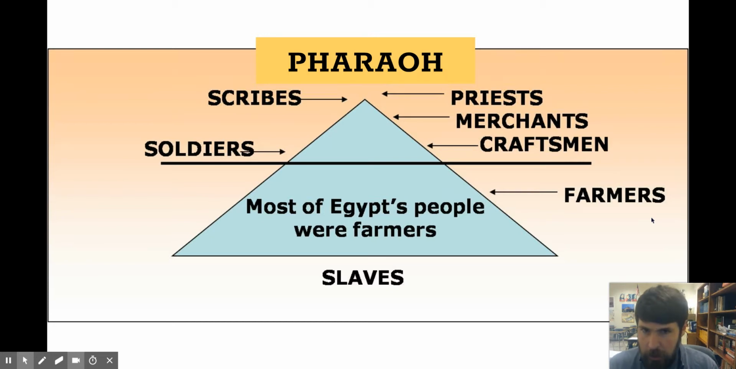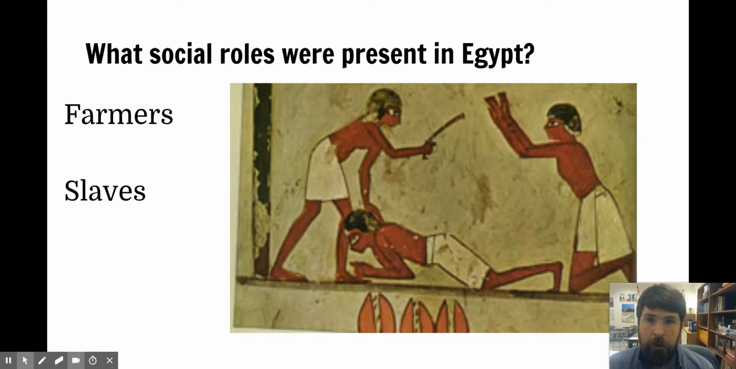Egypt, just like most places in the ancient world, did have slavery. So farmers did the hard manual labor of growing food, and slaves did the harder manual labor of building things and digging ditches and doing really unpleasant jobs without getting paid for it at all.